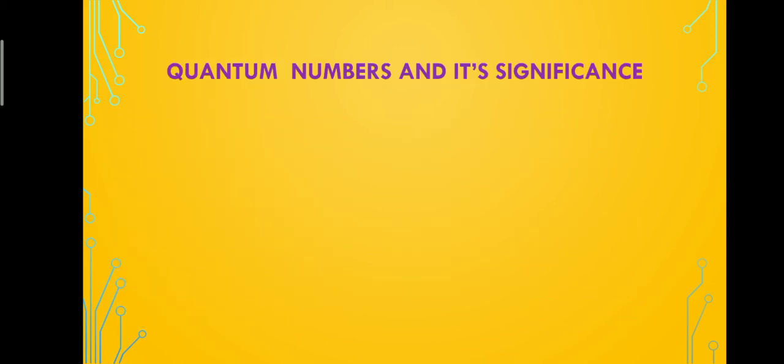The next topic is the quantum numbers and their significance. What is the purpose of these quantum numbers? By knowing the quantum numbers, we can find out about the electrons. Actually, these quantum numbers give the address of an electron.